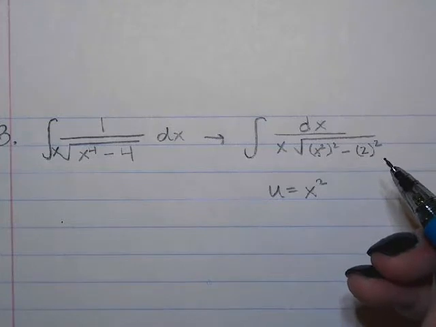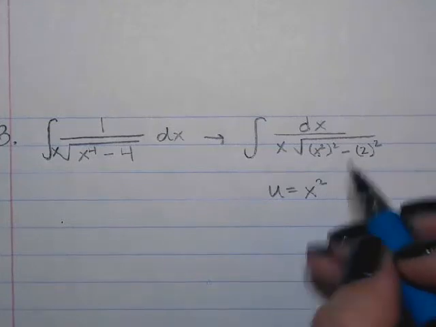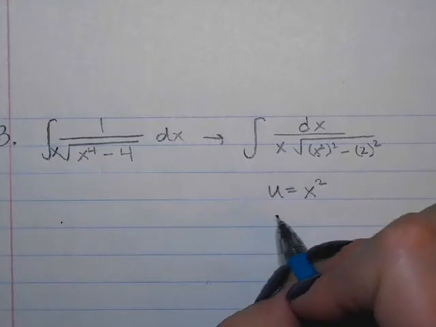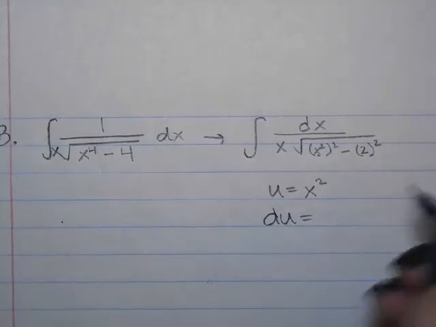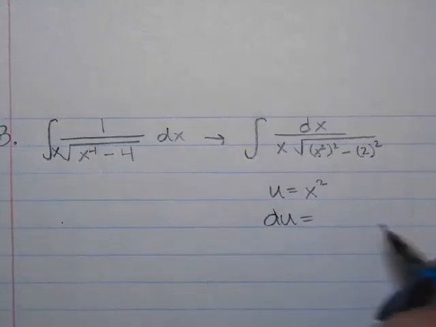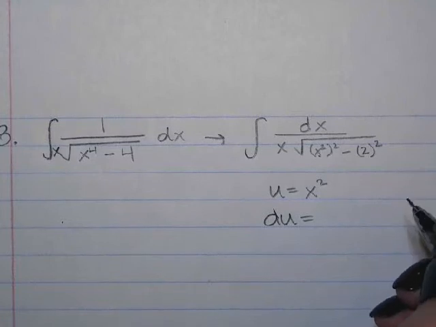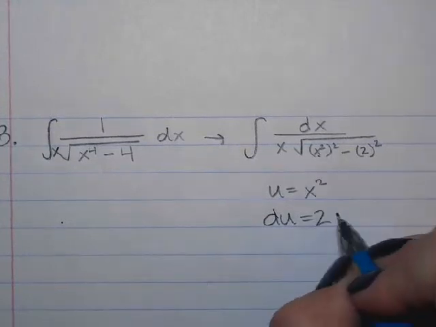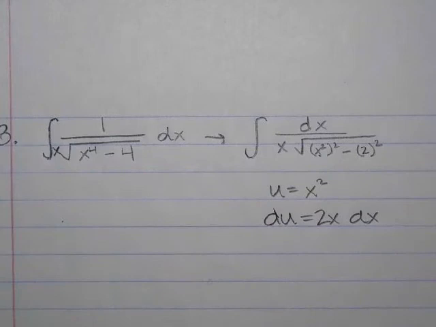Oh, no, I know what happened. I know exactly what happened. All right, so this is a good one to do then. Okay, so what's the derivative of u? 2x dx. Okay, before we go much further, let's look back at the yellow sheet.